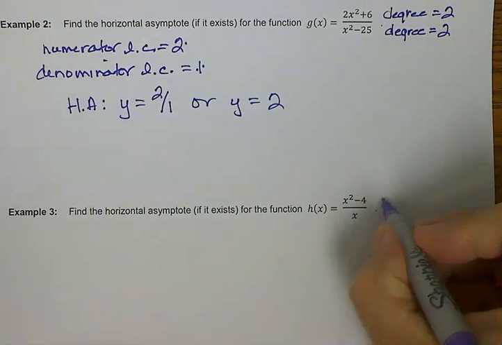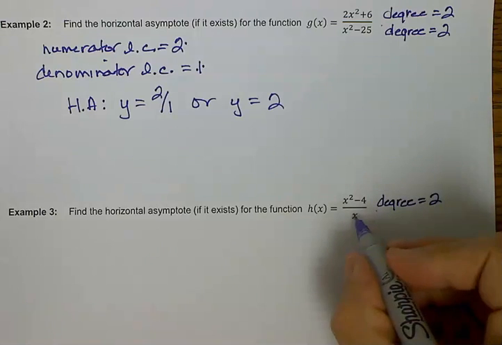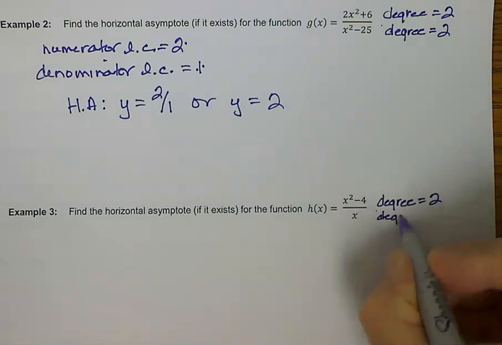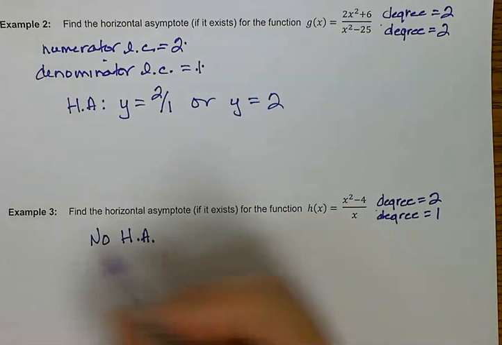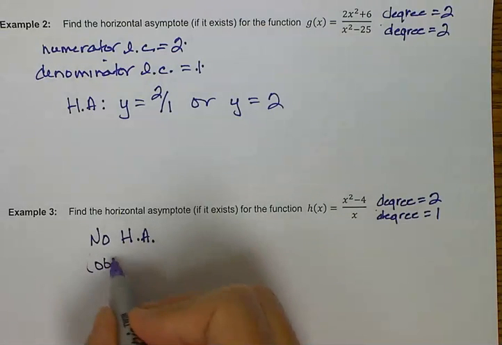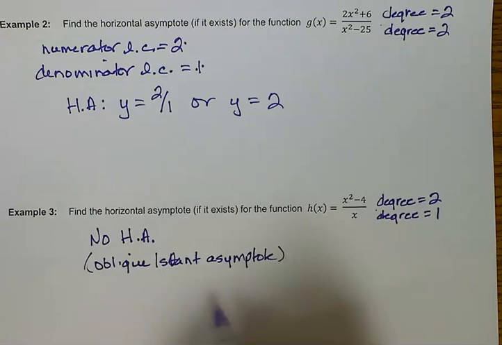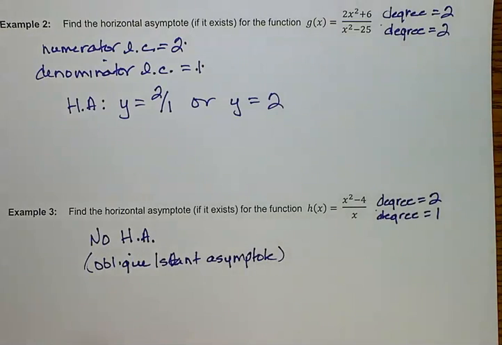For this one, the degree of the numerator is 2, and the degree in the denominator is only 1. This time the degree of the numerator is greater than the degree of the denominator. What that tells us is that there's no horizontal asymptote at all. And if you get a question that asks you about oblique asymptotes, this would have an oblique or a slant asymptote. But for this class, we're not going to worry about finding the equations for those. We can just say that there's no horizontal asymptote for this function.